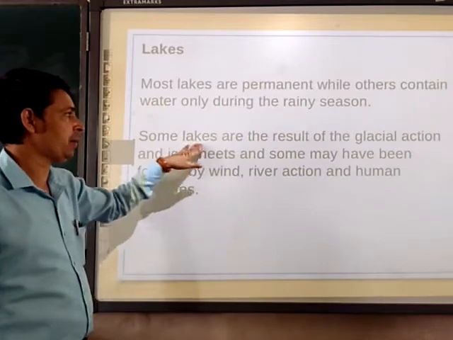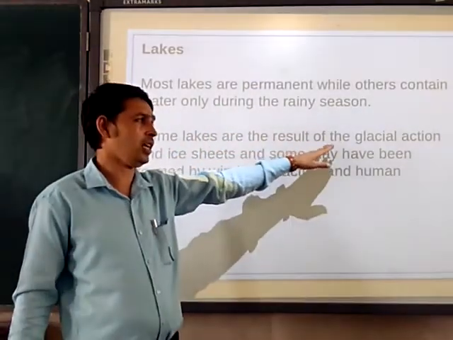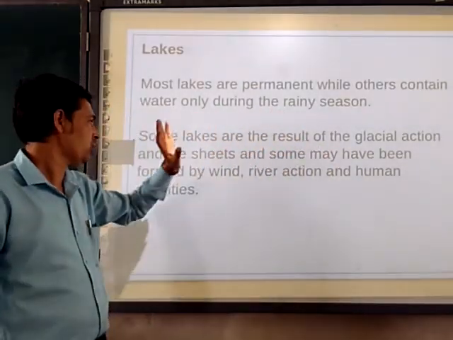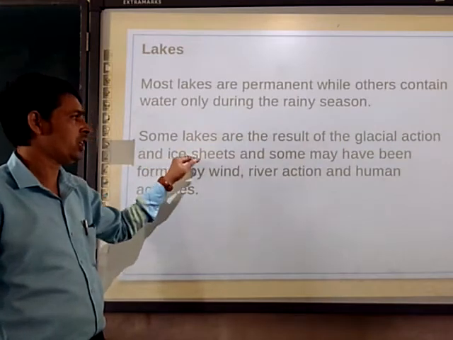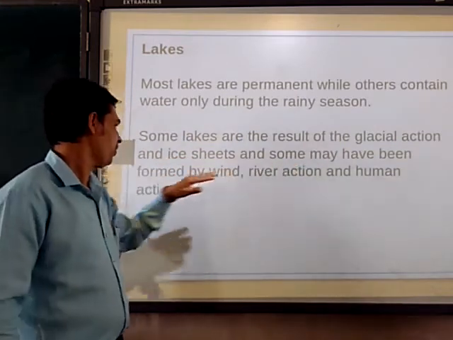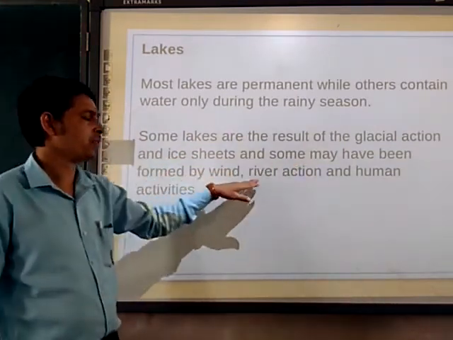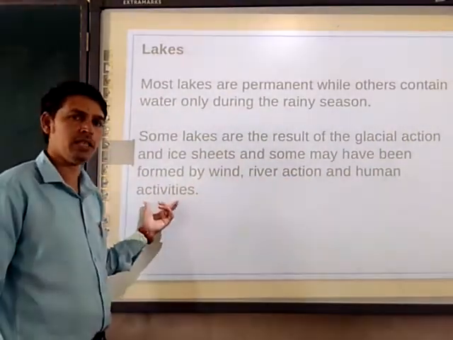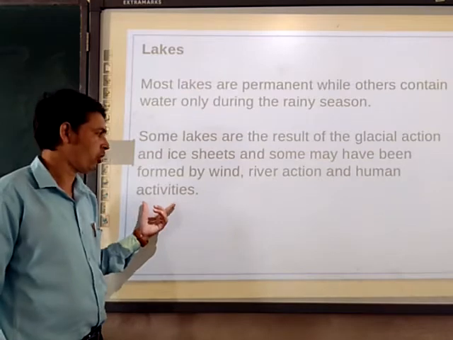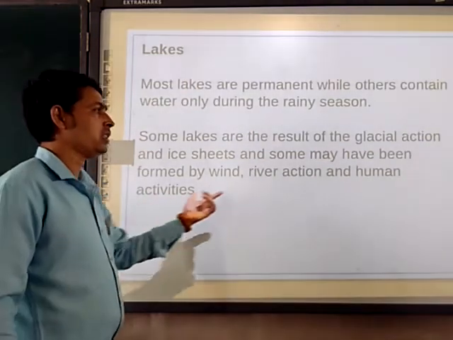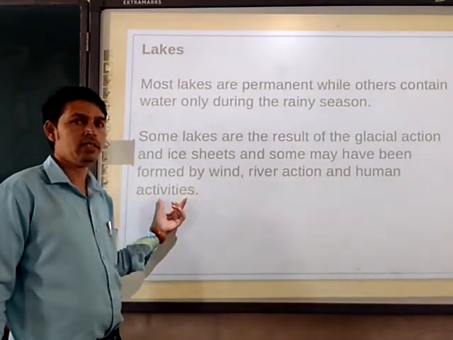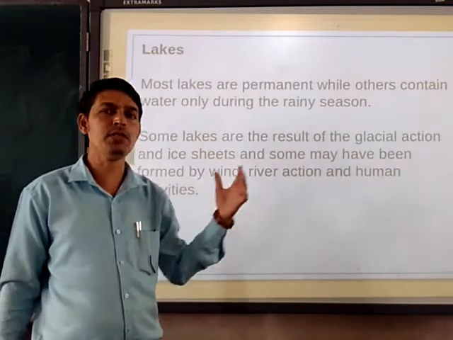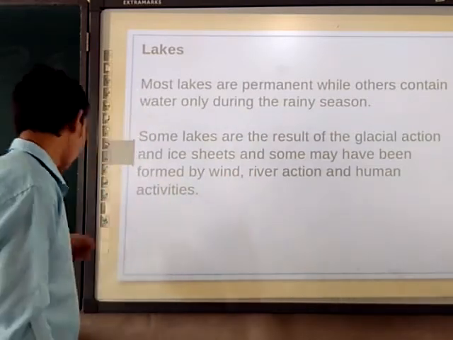The next, some lakes are the result of glacial activities and ice sheets, and some may have been formed by the wind, river action and human activities. By human activities, lakes are also formed. They are known as the artificial lakes. Just the Bhopal lake is one of the examples.